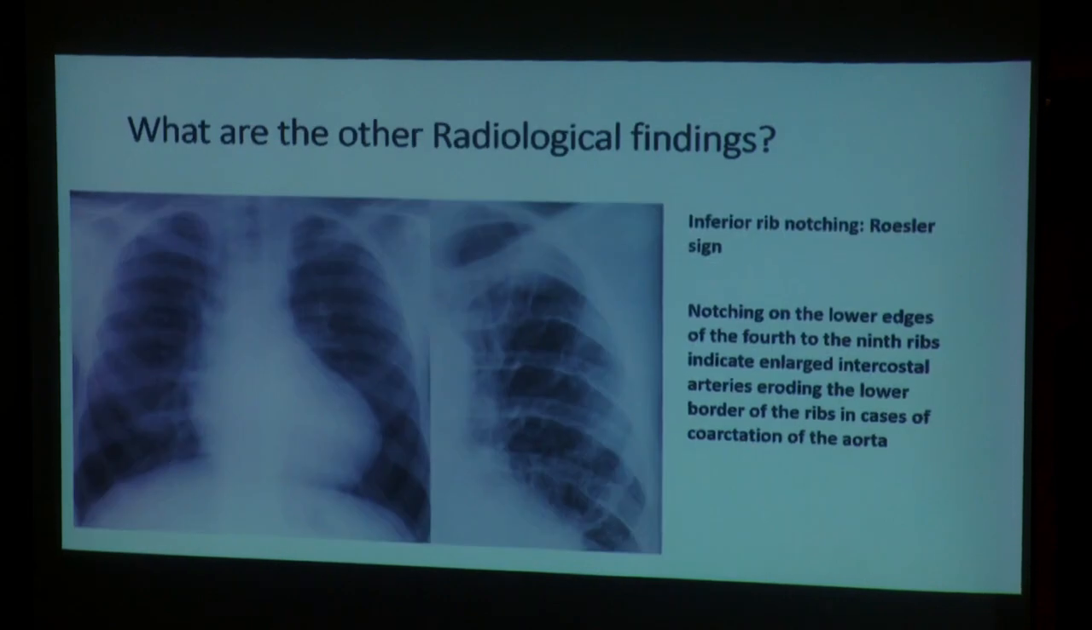What are the other radiological findings? Next thing you have to look for is classical rib notching. Do you see the rib notching? It's nicely depicted here. Where do you expect to see the rib notching? Lower quarter of the ribs. Which ribs? Are all the ribs involved, or are some ribs spared? Okay. Why are they spared?